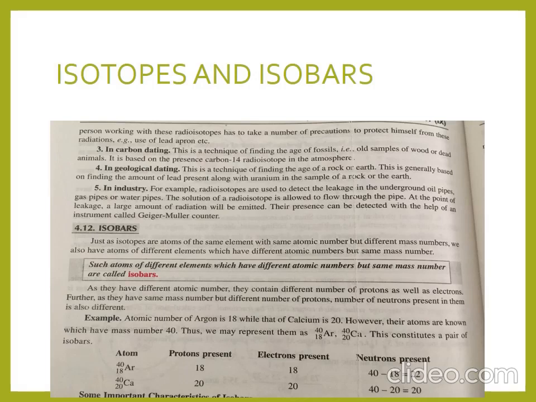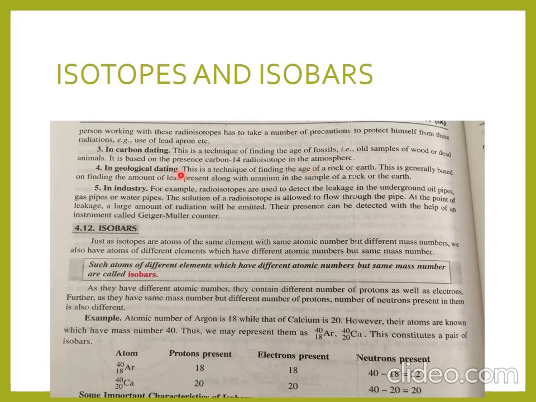The third application is that in carbon dating the isotopes are used. This is a technique of finding the age of fossils. Age of fossils means how old the fossils are, and how we detect that. An old sample of wood or dead animal is compared with the presence of carbon-14 radioisotopes in the atmosphere. So we detect the percentage of carbon-14 isotopes, which helps in detecting the age of the fossil.